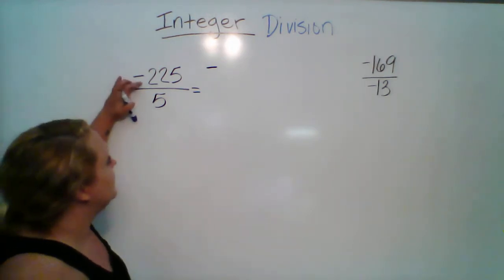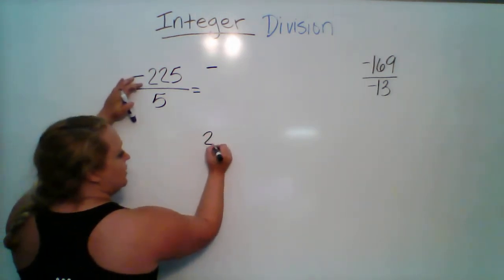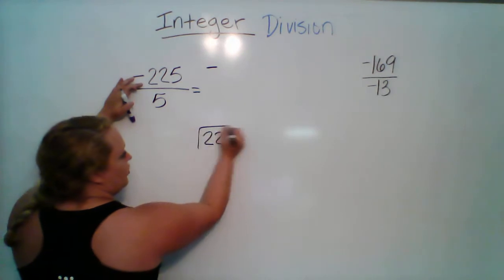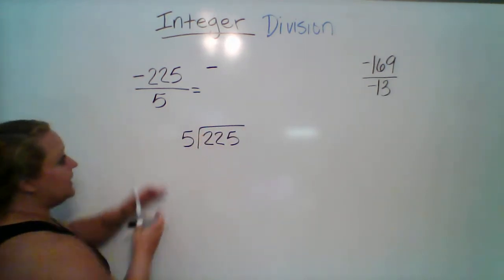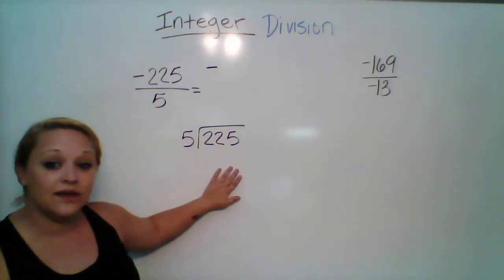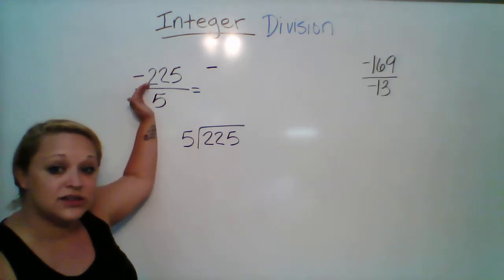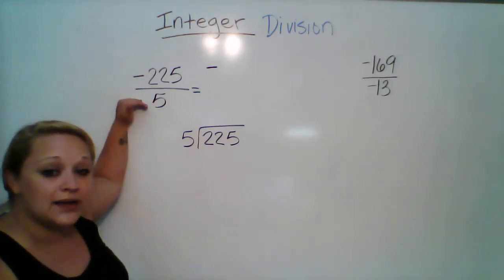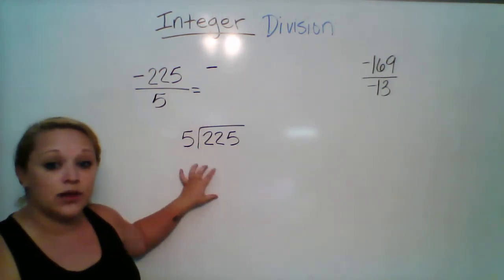Alright? So again, the number on the top goes inside the house. The number on the bottom goes outside. And again, I'm not worried about the positives or negatives, because if I have that memorized and I understand that a negative divided by a positive is a negative, I don't have to worry about it here.